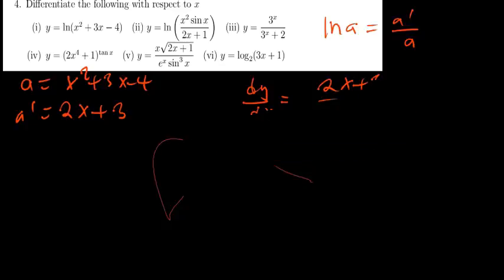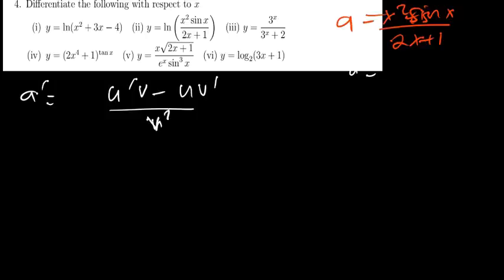So part 2, we are still talking about it. We are going to follow the same principle, but in this case, a is now x squared times sine x divided by 2x plus 1. Now we are trying to differentiate this. What will be a prime? Which method am I going to use to differentiate this? I'm going to use what we call the quotient rule.